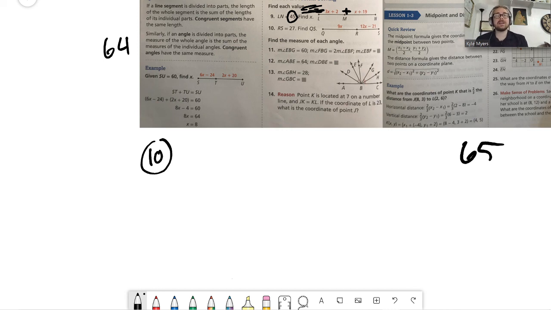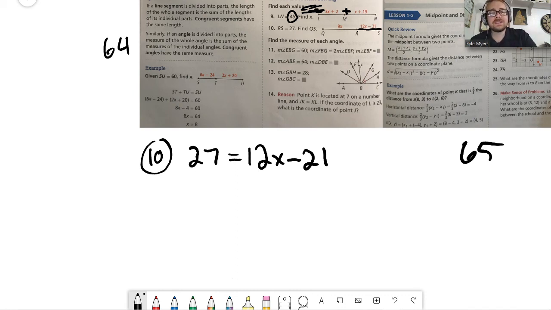So number 10, RS is 27. This one you have to be careful because RS is not the whole thing. QS is the whole thing, and that's what we're trying to find. So RS is 27, but they also say that RS is 12x minus 21. All right? You have to be careful. That was a trick. The whole thing is QS. That's what we're trying to find. RS is also 27, which is also 12x minus 21, which means 27 equals 12x minus 21.